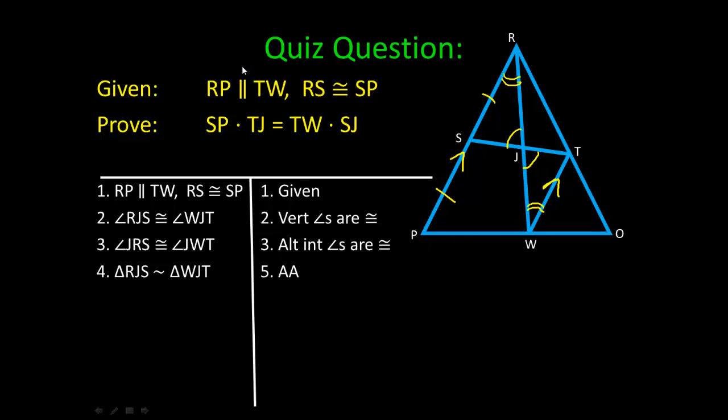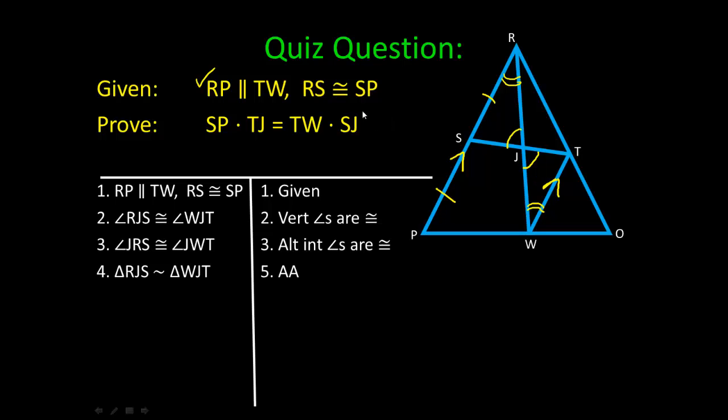So I've used this already. I haven't used this though, and I have to show that SP times TJ is the same as TW times SJ. Well, if you look, take a step back. I've got TJ, I've got TW, and I've got SJ. All three of those parts belong to either one of the two triangles that we already proved similar.